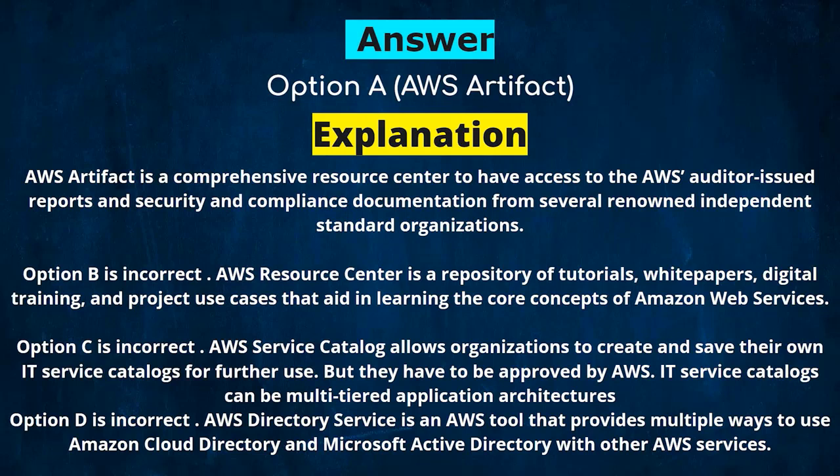Option C is incorrect. AWS Service Catalog allows organizations to create and save their own IT service catalogs for further use, but they have to be approved by AWS. IT service catalogs can be multi-tiered application architectures. Option D is incorrect. AWS Directory Service is an AWS tool that provides multiple ways to use Amazon Cloud Directory and Microsoft Active Directory with other AWS services.